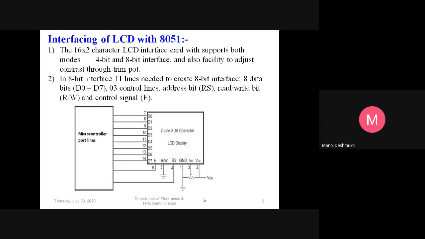This is also included in the practical, that is interfacing of LCD with 8051. So we have to perform the practical also for this. Make all the concepts related to the interfacing of LCD clear, as it is applicable for theory as well as practicals.